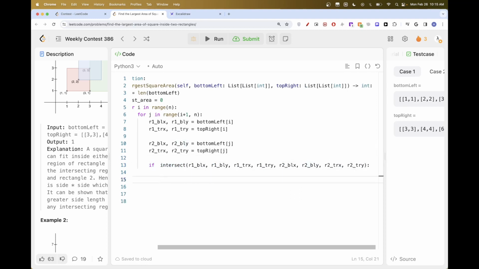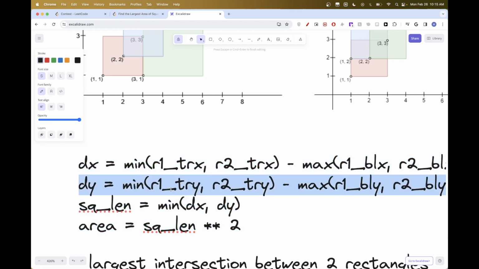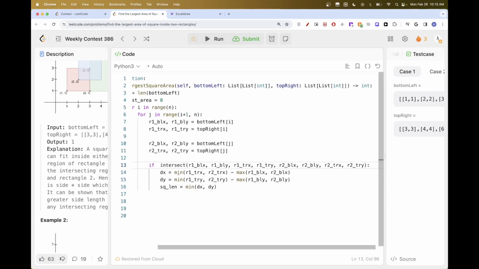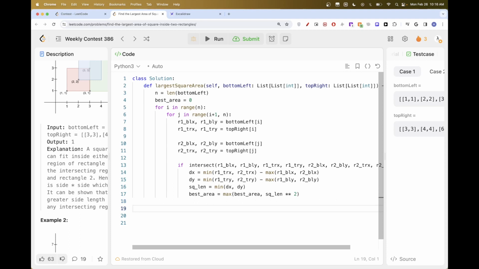And if there is an intersection, then we just calculate using what we said here. We calculate the square length, okay? So how do we do that? Well, it's going to be like this. As I said, it's the min of the top right x coordinates between the two rectangles minus the max between their bottom left coordinates, okay? Because this is going to be the higher position in the intersection, and this is going to be the lower position in the intersection. And same thing for y. And then we take the square length, and now we check if this is the best area. So we just take the max between the existing best area and the current area, which is just going to be the square side length squared, that's what I meant. So that's here, and we return the best area.